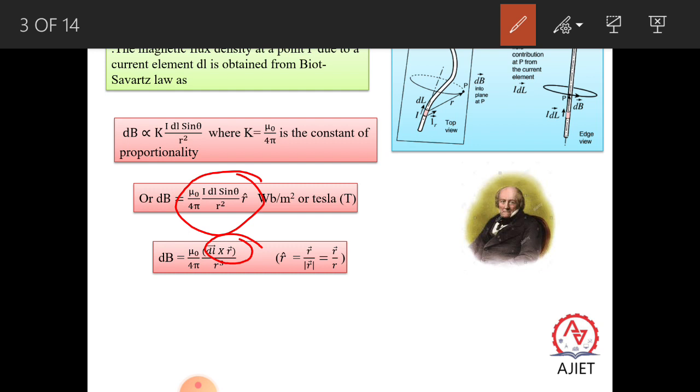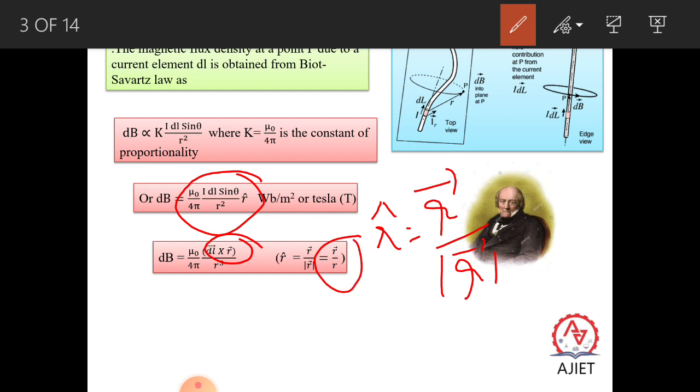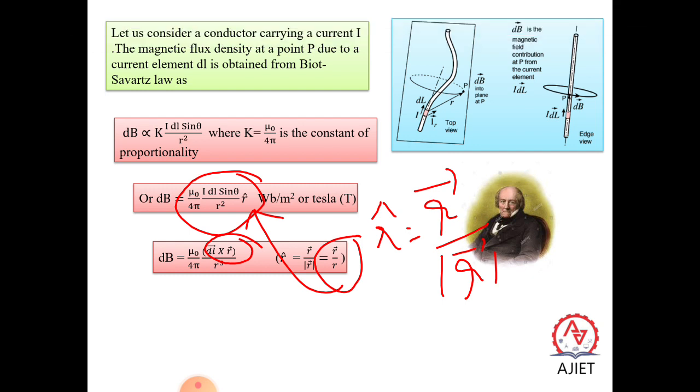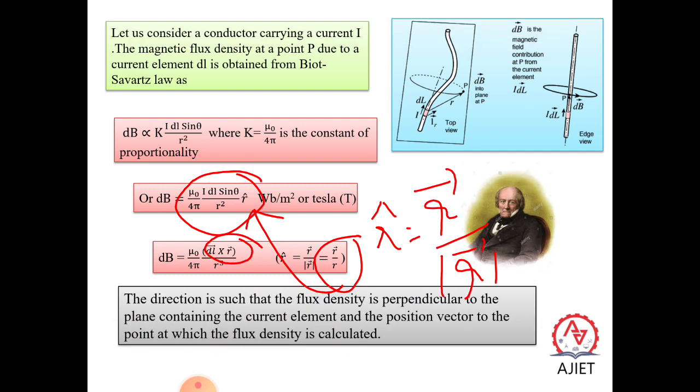Here, r cap can be replaced by r vector by r, that is, you know how to convert a unit vector. As I stated earlier, unit vector r cap can be converted as vector r divided by the magnitude of r. So r cap is replaced by r vector by magnitude of r, which we have written here as r vector by r. You just substitute this in that place, so further this equation reduces to dB is equal to mu naught by 4 pi I dl cross r vector divided by r cube. This is called the vectorial representation of Biot-Savart's law.